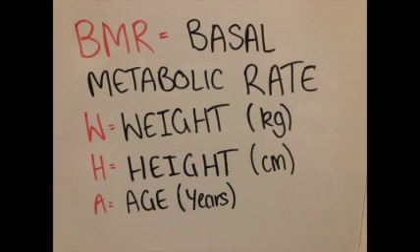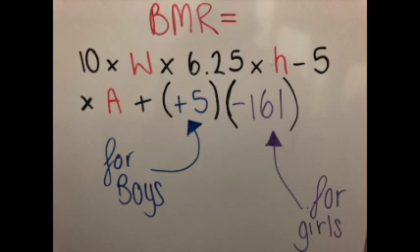The first is the BMR, or the basal metabolic rate. In this equation, W equals weight in kilos, H equals height in centimetres, and A equals age in years. BMR can be determined by this equation as follows. 10 times W plus 6.25 times H minus 5 times A, plus 5 for boys and minus 161 for girls.